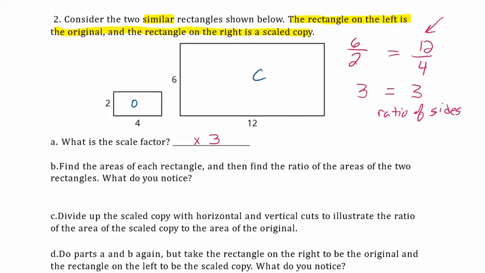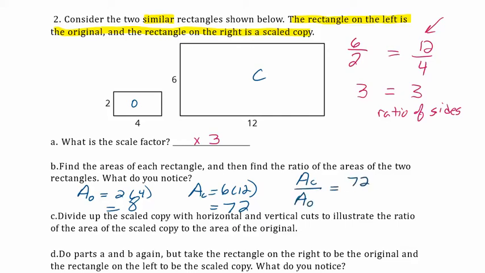So let's find the area of the original. The area of the original is 2 times 4, which is 8. The area of the copy is 6 times 12, which is 72. So if we want to find the ratio of the areas, we're going to take the area of the copy divided by the area of the original. 72 divided by 8 is 9. So this tells us that the copy is 9 times bigger than the original in area.